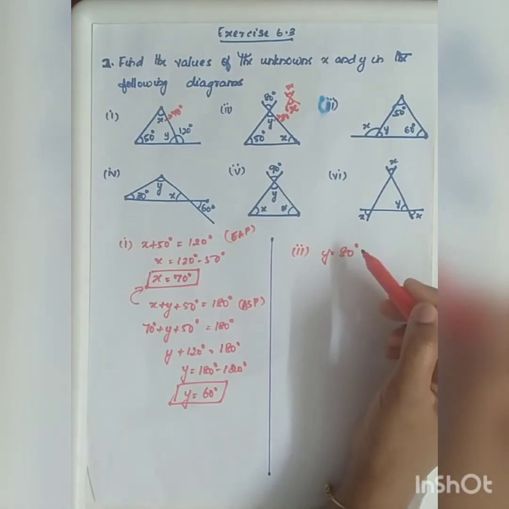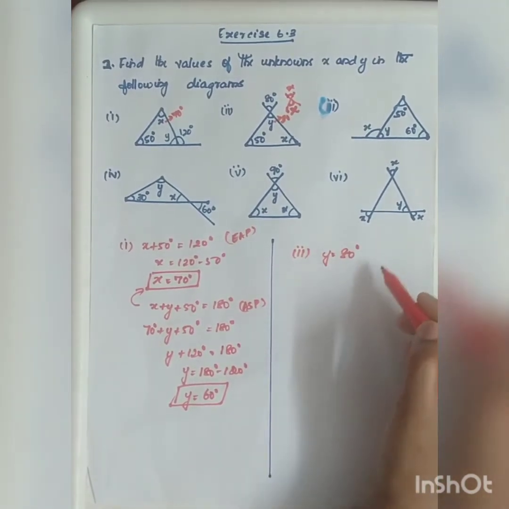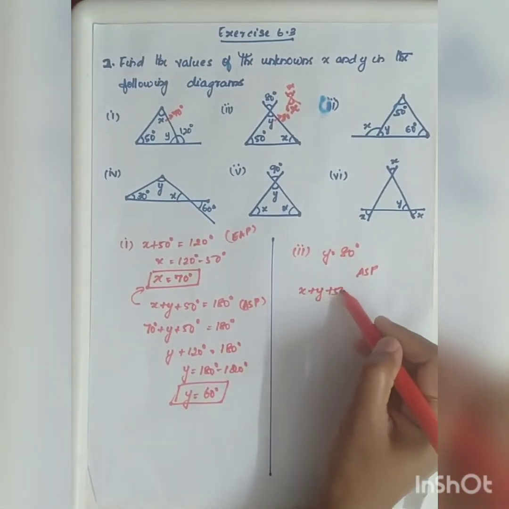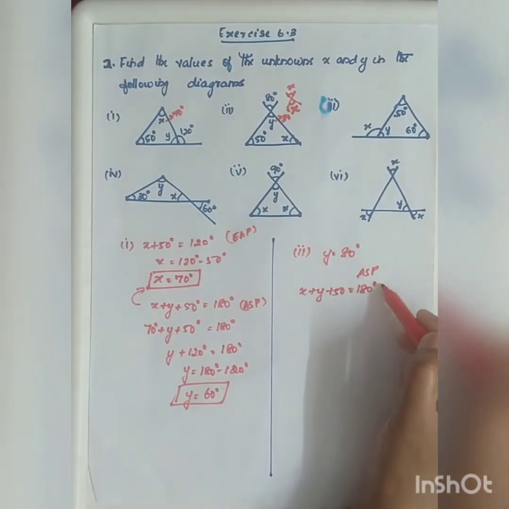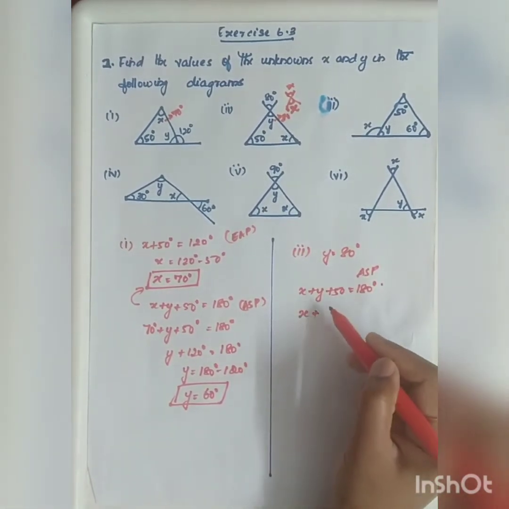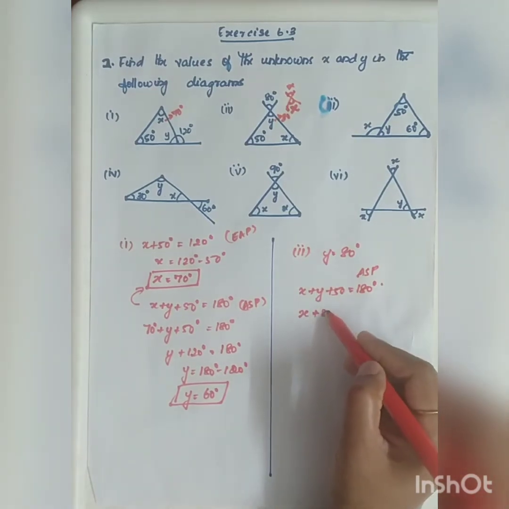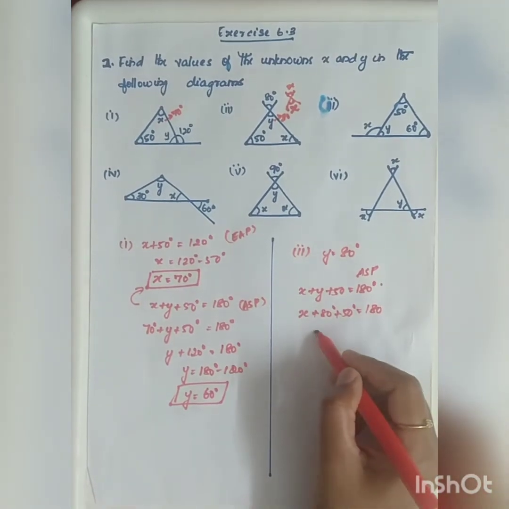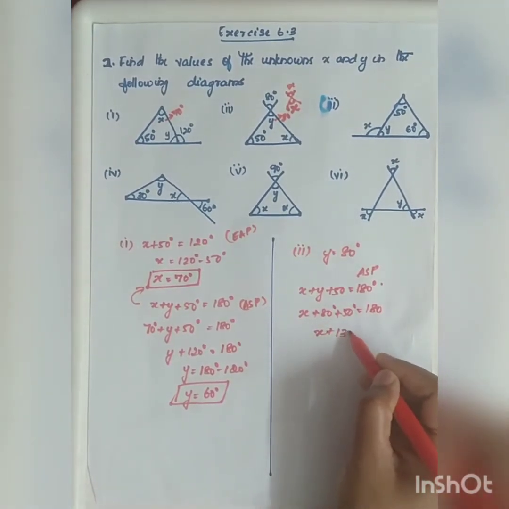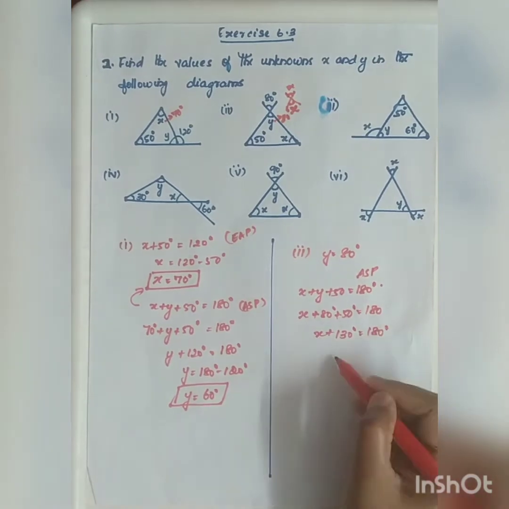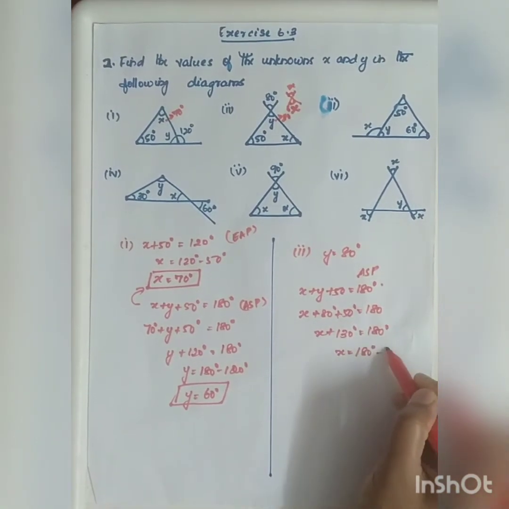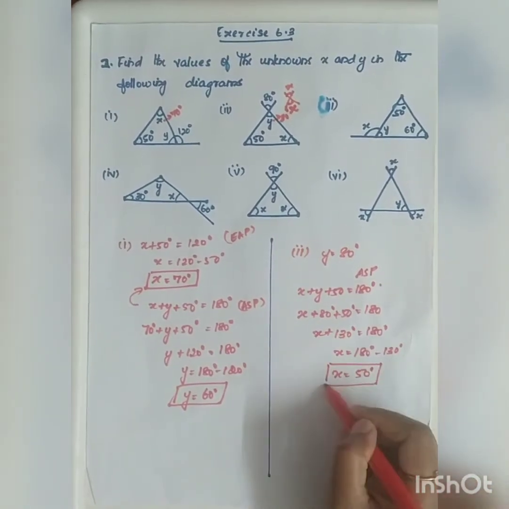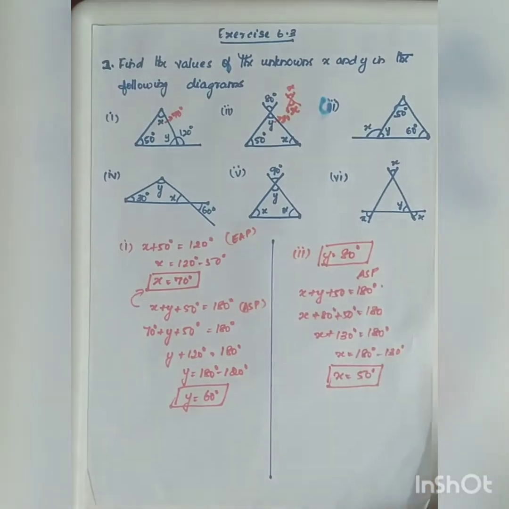Now we have got y and we have got 50. So can we apply the angle sum property? So x plus y plus 50 is equal to 180 degrees. Instead of y we can write 80 degrees, so x plus 80 degrees plus 50 degrees is equal to 180 degrees. So what will we get? x plus 130 degrees is equal to 180 degrees. So x is equal to 180 degrees minus 130 degrees, which is equal to 50 degrees. So we have got the x as well as the y value.